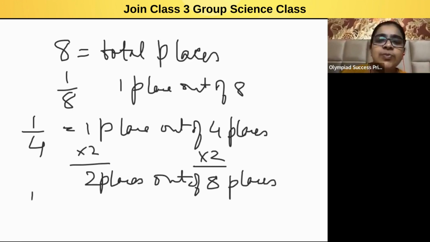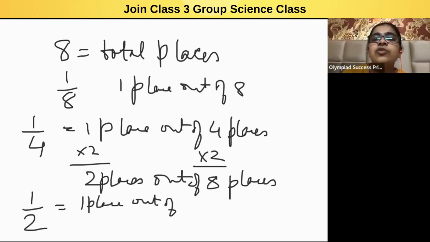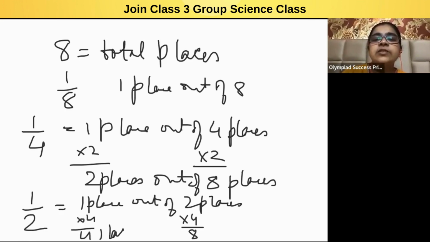Similarly, a smaller number is 1 by 2. 1 by 2 means 1 place out of 2 places. So if I need to convert the 2 places into 8 places, then that will mean 4 places. 4 places out of 8 places. This is general mathematics you will apply here.